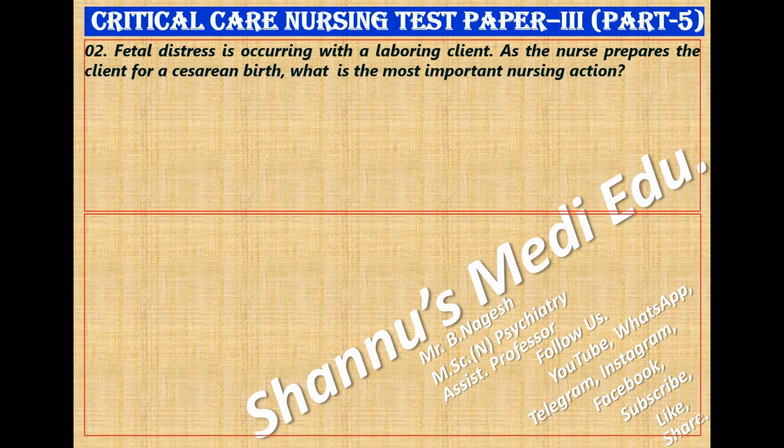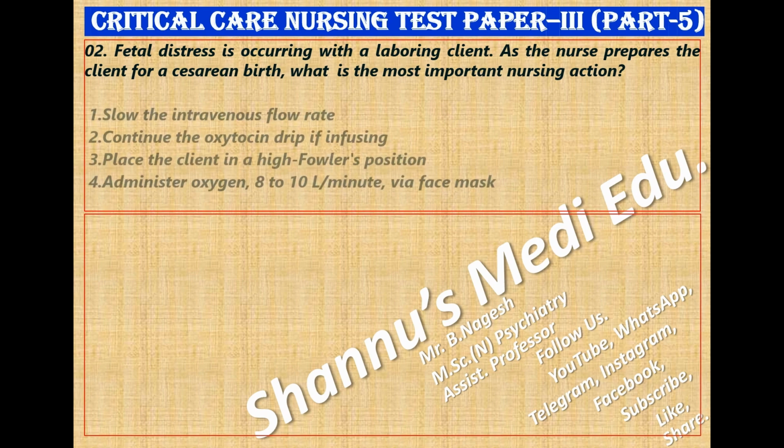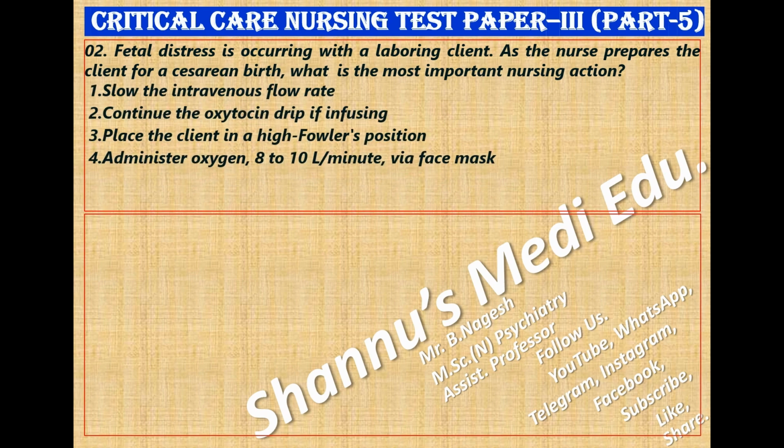Question number 2. Fetal distress is occurring with a laboring client as the nurse prepares the client for cesarean birth. What is the most important nursing action? Option 1 is slow the intravenous flow rate. Option 2 is continue the oxytocin drip infusion. Option 3 is place the client in a high Fowler's position. Option 4 is administer oxygen 8 to 10 liters per minute via face mask.